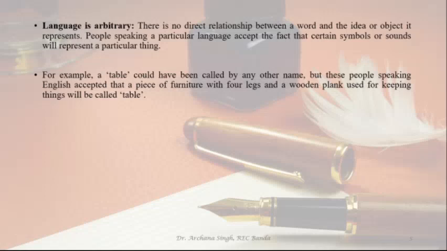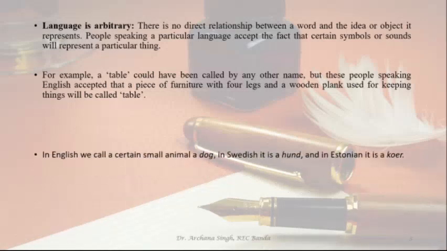People have created an image and they feel that any furniture which has four legs and a wooden plank and which is used to keep things, like we keep your items on that particular plank, we call it a table. So there is no direct relationship between a word and an object. That is why we call languages arbitrary.